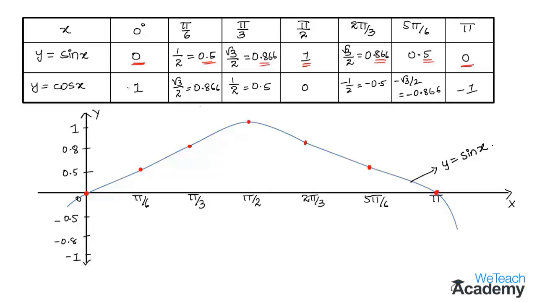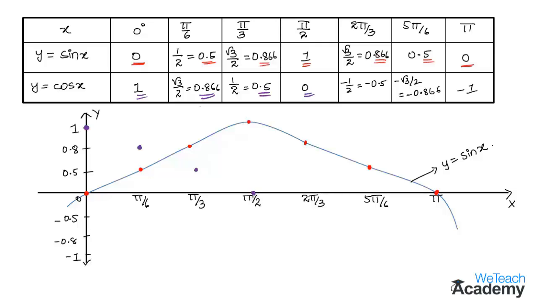So for this equation, the ordered pairs will be 0, 1. So for x equal to 0, the y value is 1. So here we get a point on the y-axis. And then we have pi by 6, 0.866. So at x equal to pi by 6, we get the y value as 0.866. So here we get a point, and then we have pi by 3, and its value is 0.5. So here we get a point where pi by 3 and 0.5 meet. And then the next ordered pair, which is pi by 2, 0. So as the y value is 0, the point lies on the x-axis at pi by 2.